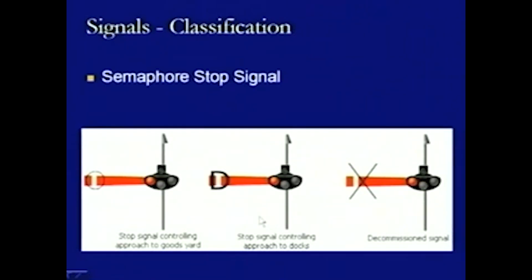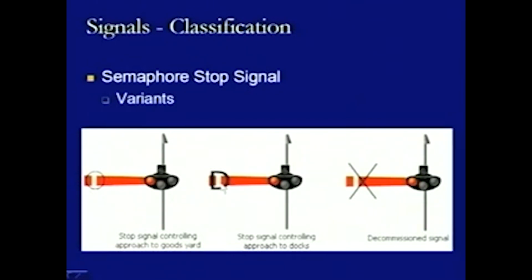Now, we are looking at some more semaphore type of stop signals in this diagram. These are basically the variants of the semaphore stop signals. In this case, the first one is defining the goods yards condition, that is, the stop signal which controls the approaches provided to the goods yards. So, in that case, along with this white band, a circle is provided like this. So, this is how it is defined.